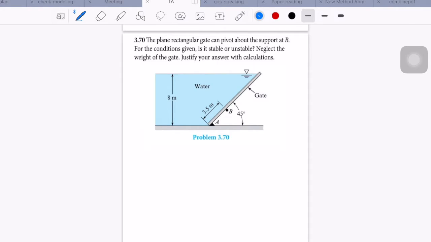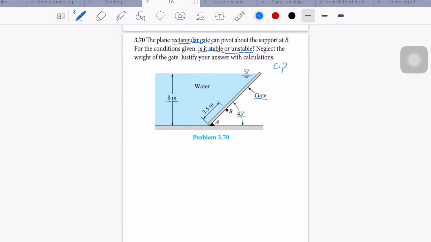Hello everyone, today we will look at some problems about homework 4. For the first problem, we need to determine whether the gate is stable or unstable. Actually, we need to find the location of the center of pressure, the CP point, on the gate. This is a rectangular gate, and we also know the elevation of the water is 8 meters, and this angle is 45 degrees.